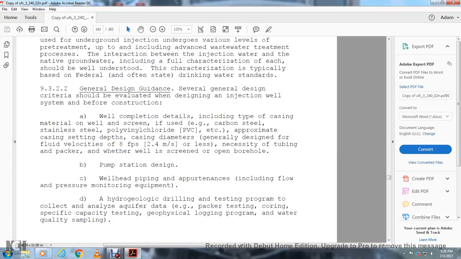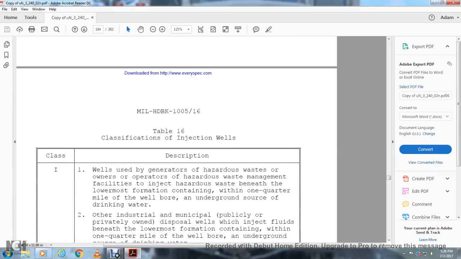Necessity of the tubing and packer, whether the well is screened or open borehole, pump station design, well pumping, wellhead piping, and instrumentation, including flow and pressure monitoring equipment, and a hydrogeological drilling and testing program to collect and analyze aquifer data, packer testing, coring and specific gravity testing, geophysical logging program, and water quality sampling.